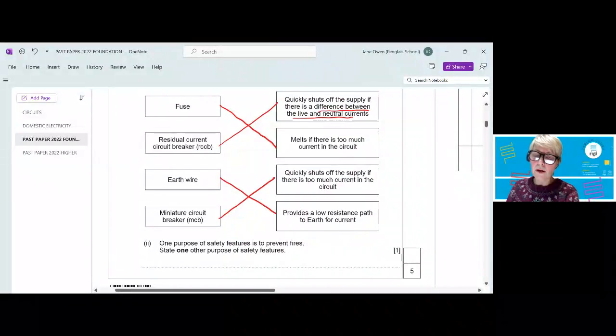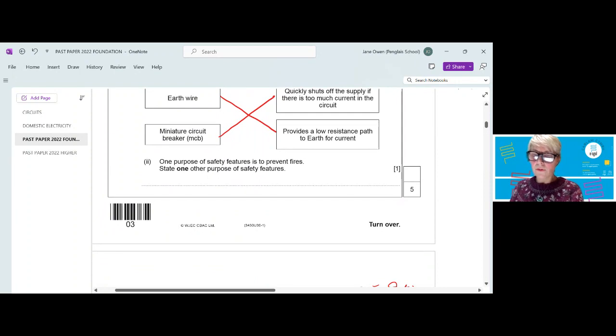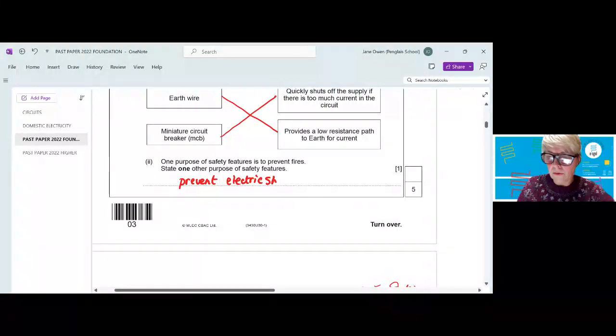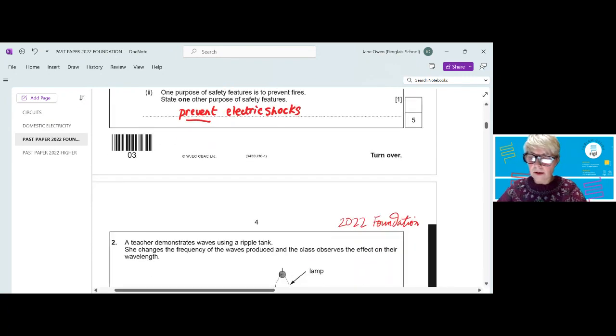And probably if you get 2 of them correct, you'll get 2 marks. Okay, so one purpose of safety features is to prevent fires. State one other purpose of safety features. Well, we're wanting to prevent or stop electrocution or electric shocks. Okay, so we can say that. Now the marking point here is for indicating what it does to those electric shocks. It prevents them from occurring.